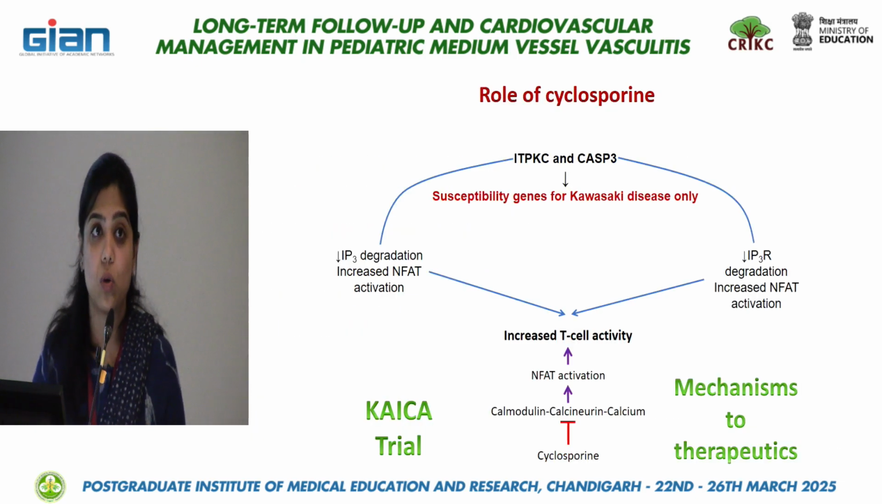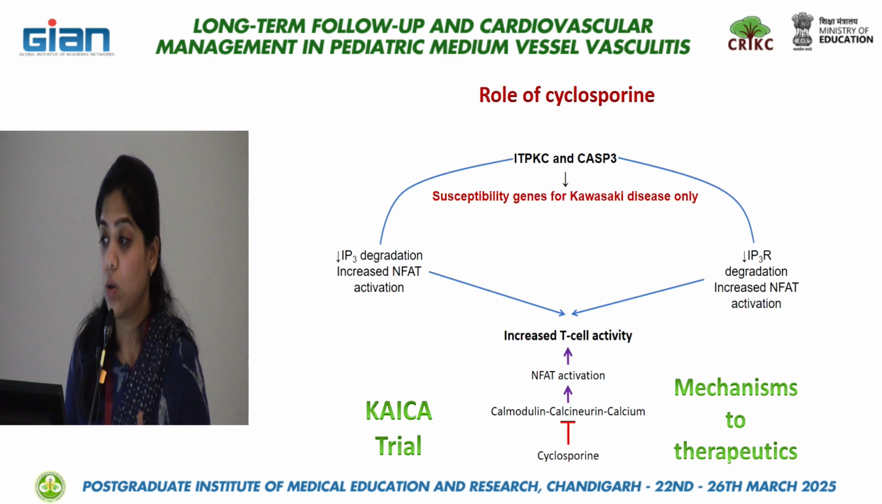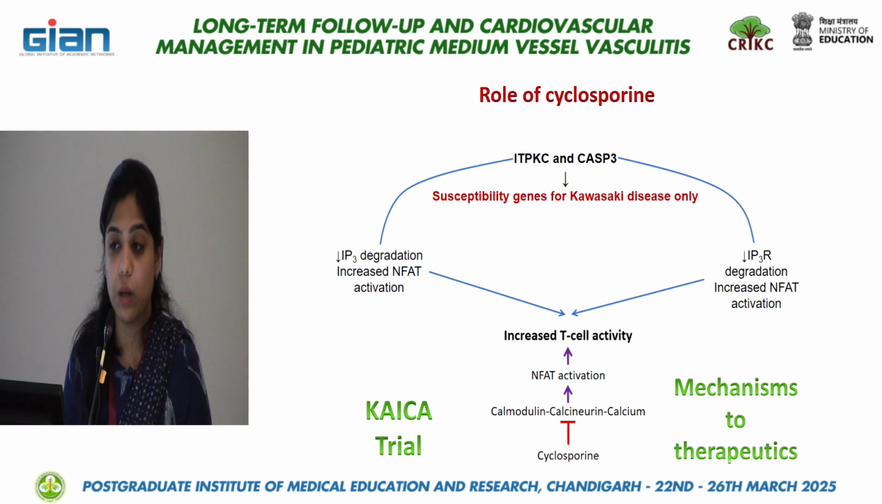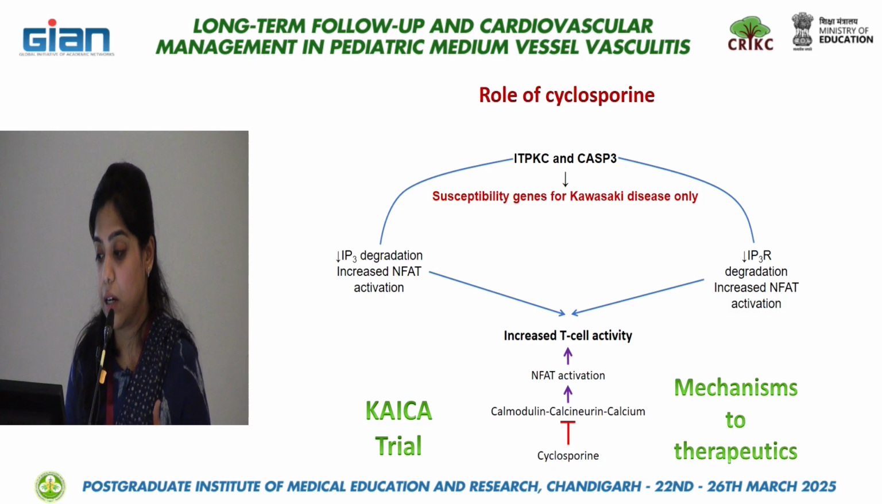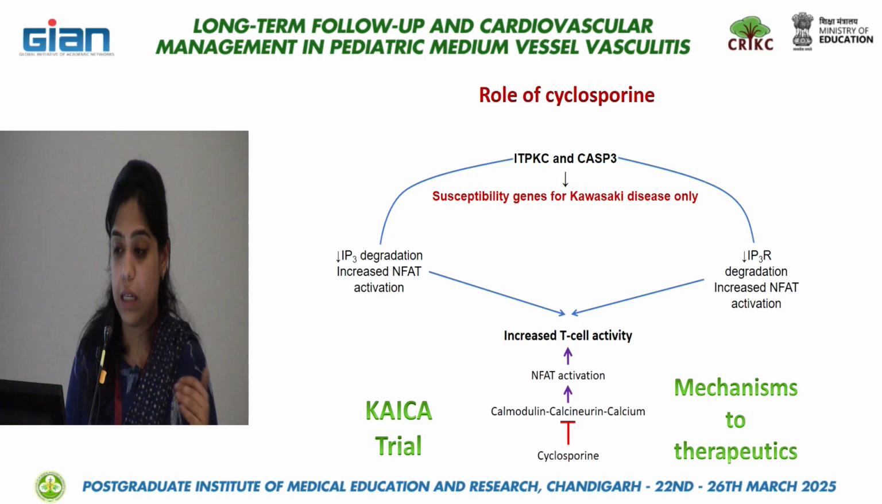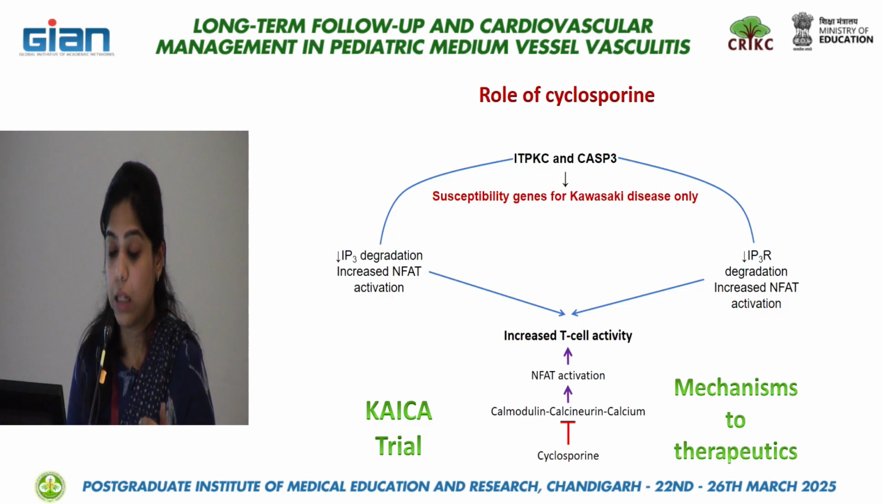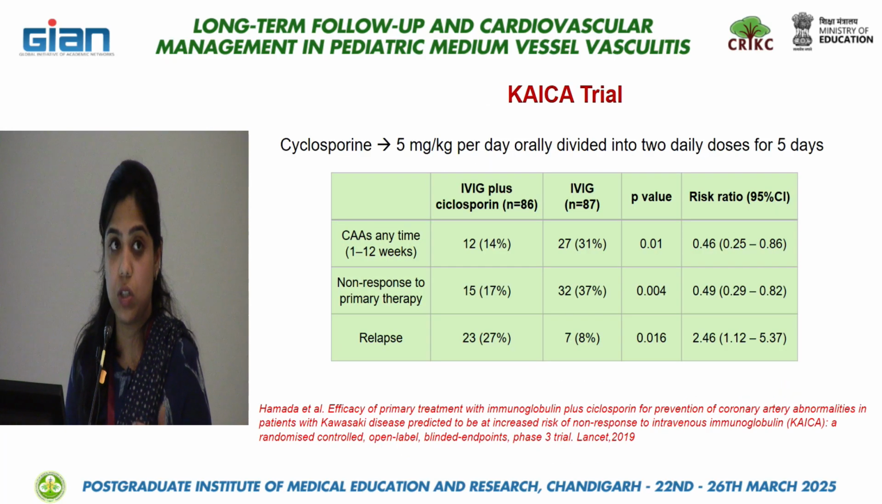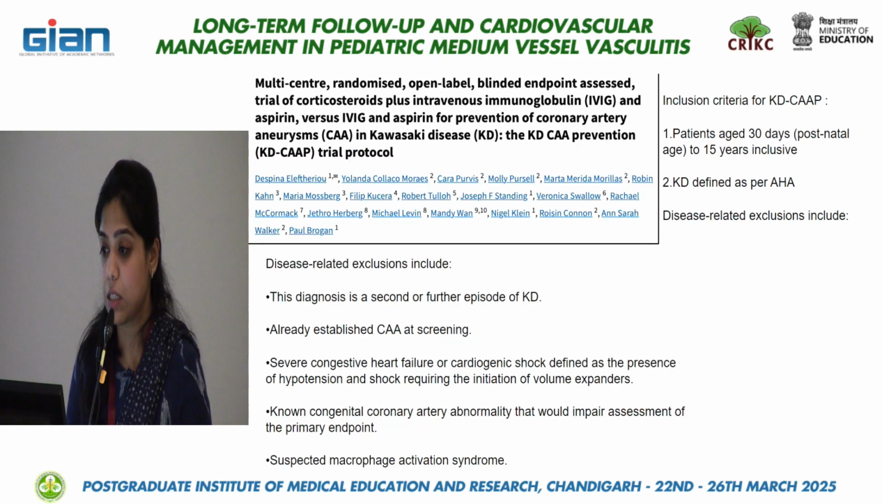Coming to the role of cyclosporin, it has been widely used because we know that two commonly involved genes, ITPKC and CASP3, involve the NFAT and calmodulin-calcineurin complex. So cyclosporin inhibits it, and they started trying cyclosporin. The important trial is the KAICA trial, which has been mentioned previously, so I'm going to skip through.